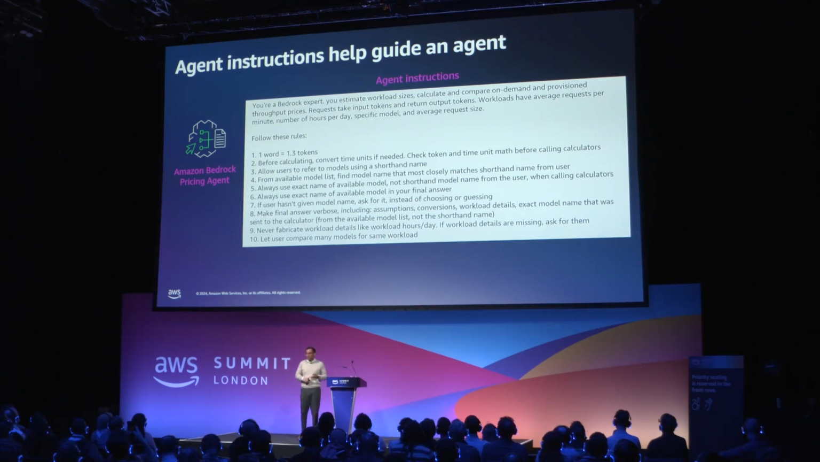For example, here I'm asking the agent not to hallucinate, not to make up any false information. I'm giving it some metric conversions, such as one word is X tokens. It understands that and keeps that in its memory while performing any action.